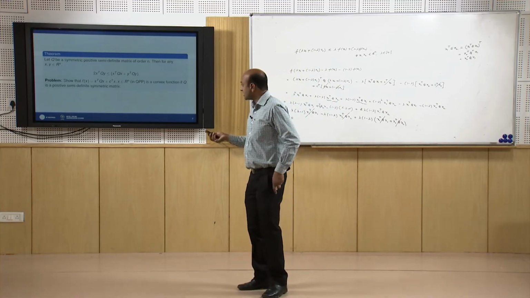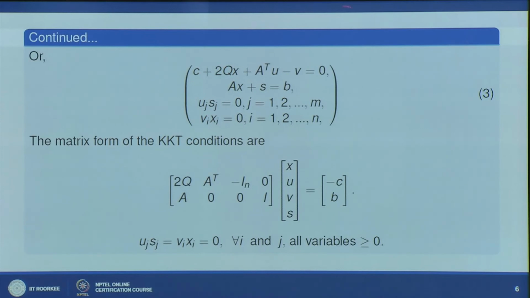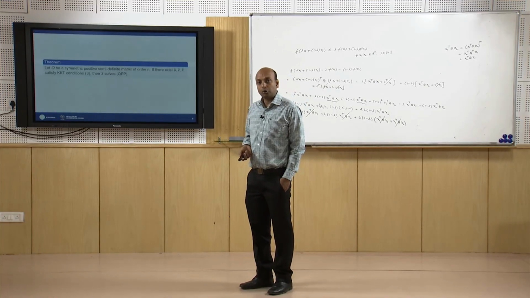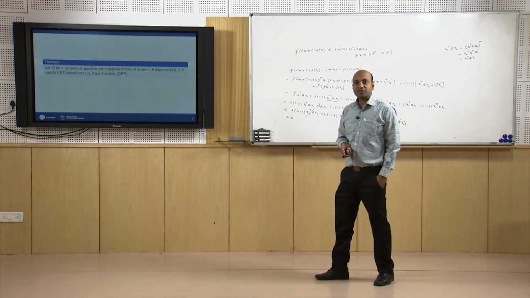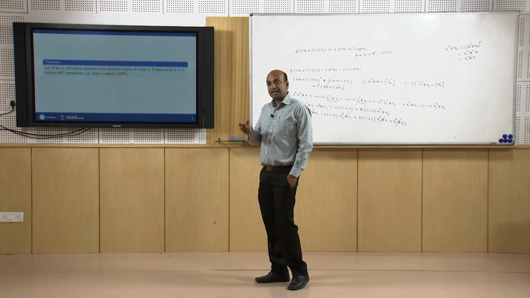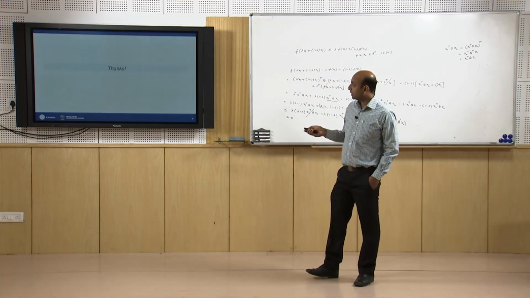Okay. So, the next result is only that result: if Q is a symmetric positive semi definite matrix of order n, and if there exist u bar, v bar, x bar satisfying the KKT conditions 3, then x bar solves QPP. x bar solves QPP means x bar will be the global minimum point of QPP, because then the KKT conditions become sufficient. Okay. So, we will see in the next class how we can solve a general QPP using KKT conditions. Okay. So, thank you.